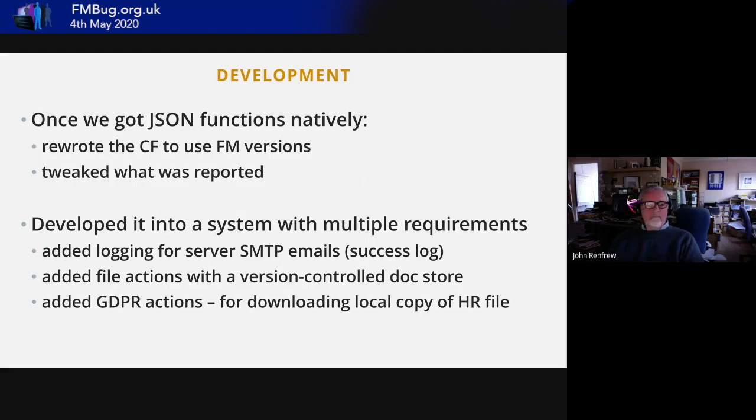Now, obviously, as we got native JSON functions, I went through, rewrote the custom functions, got rid of some of them to make it all FileMaker, and I tweaked a bit about what was reported. At the same time, I was doing a bit of work with a company who had some extended requirements, which is where I got the idea of logging the server SMTP emails in a success log, file actions, like I say, on the basis of automated scanning, and GDPR actions.